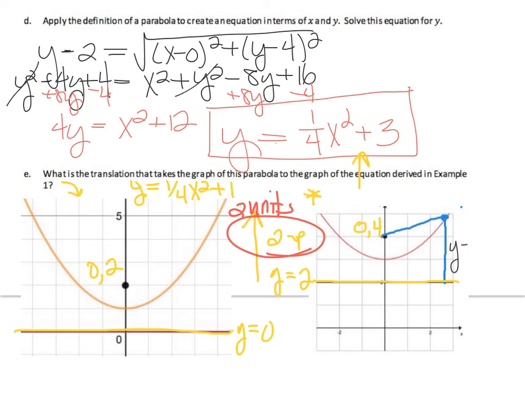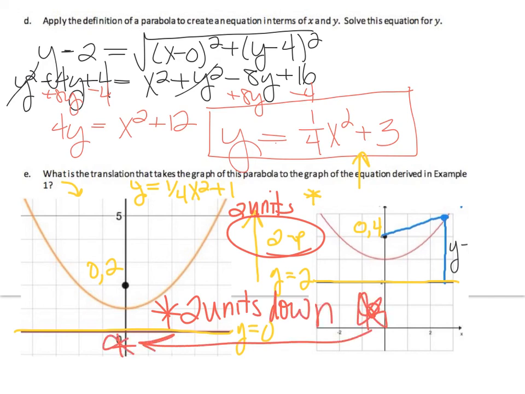Let's read the problem again. I just realized I made a mistake. What is the translation that takes the graph of this parabola to the graph of the equation derived in example 1? So we don't want to go 2 units up. We want to go 2 units down. So the answer is 2 units down takes this graph to that graph.